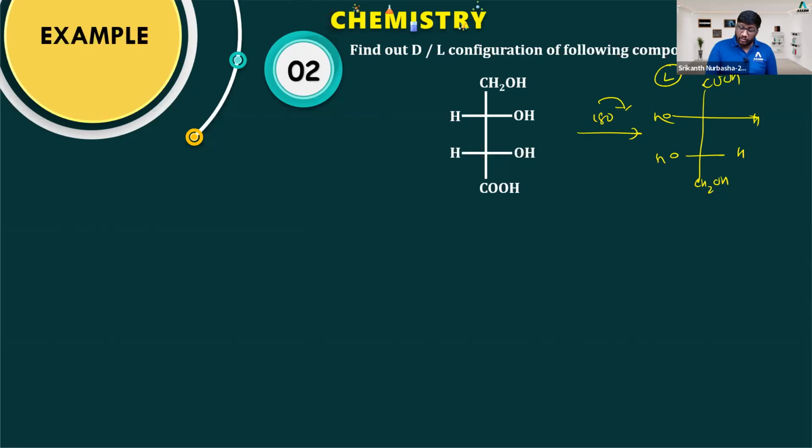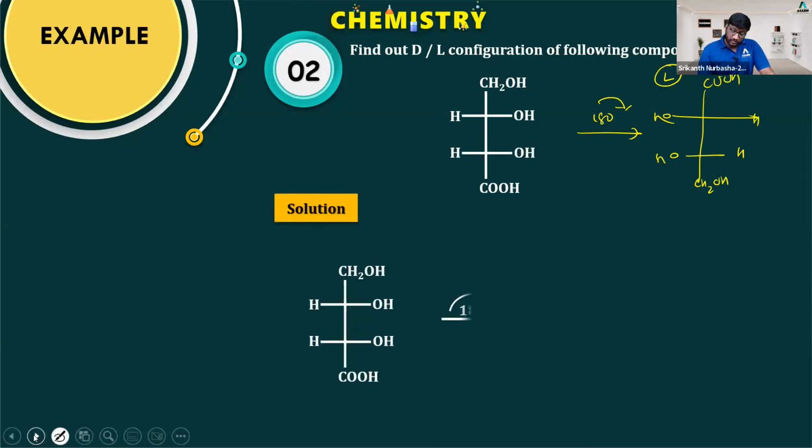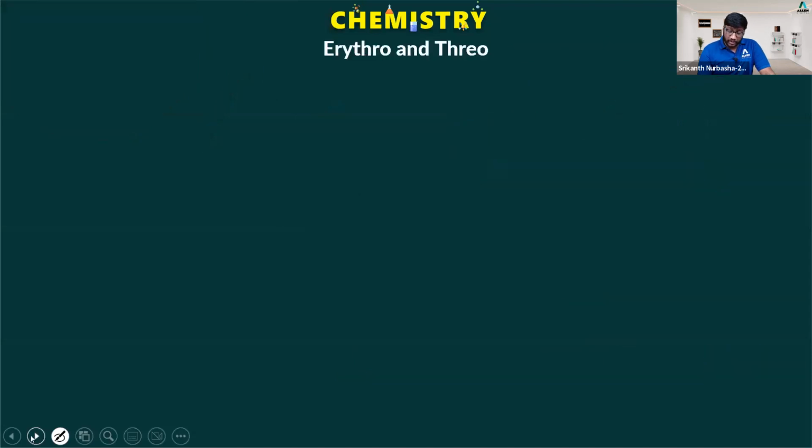No. Okay, you have some set of rules. Most oxidized groups should be on the top, the maximum number of carbon atoms should be on the vertical line, and then if OH or NH2 is on the right, it is said to be D. If they are on the left side, it is said to be L. Here we have applied all those rules and found the configuration was L. Yes, the same thing we are going to do. The answer is going to be L.